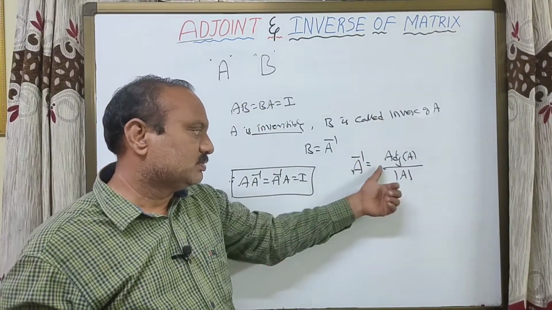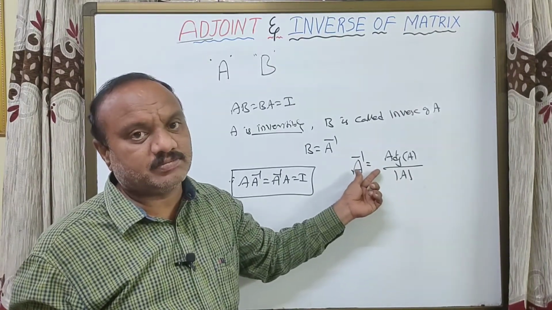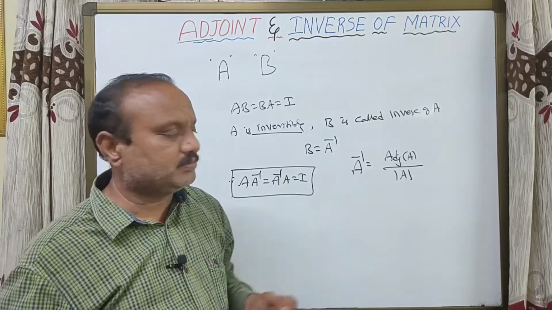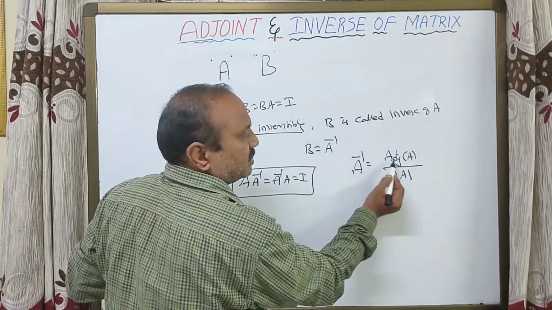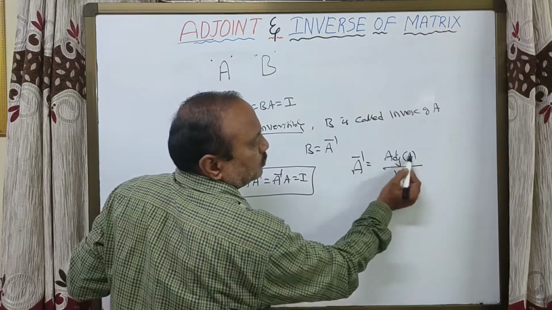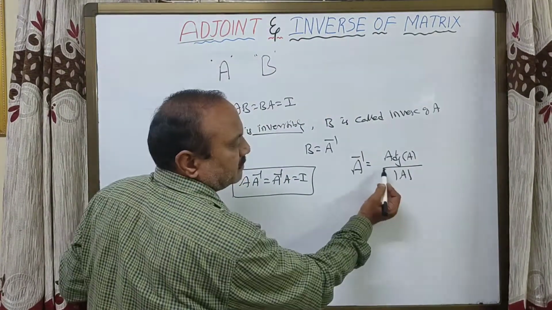So in intermediate level, proof is very, very important. Proof of this question, A inverse, is very, very important. So A inverse equals adjoint of A by det A. Already how to find adjoint of A we discussed. Det A means determinant of A.